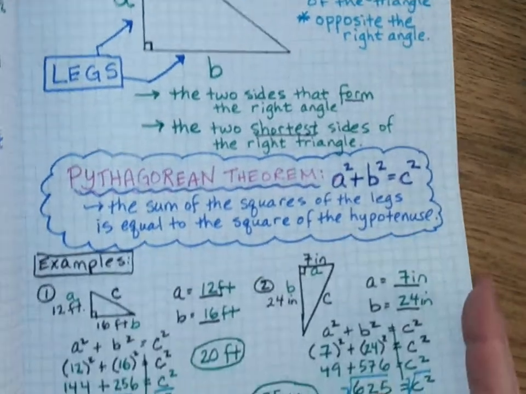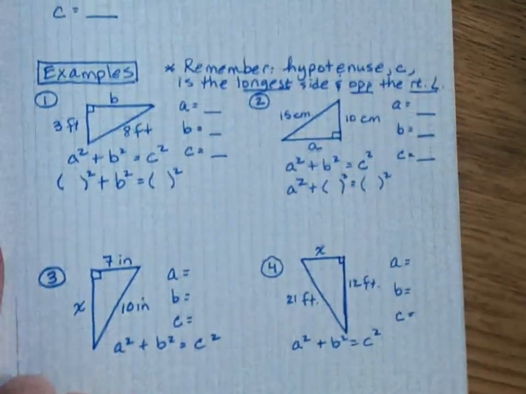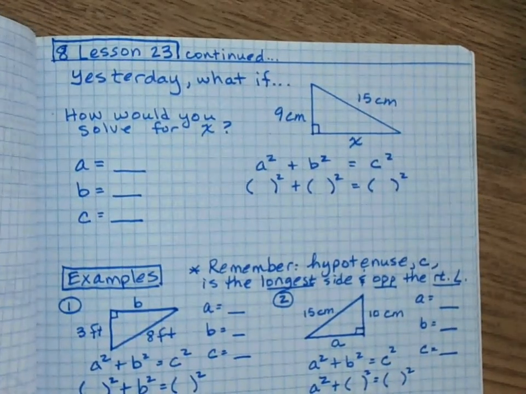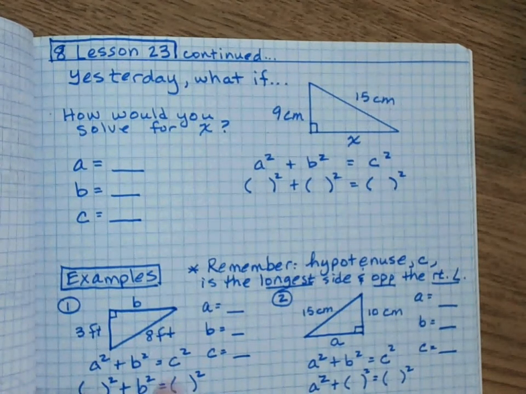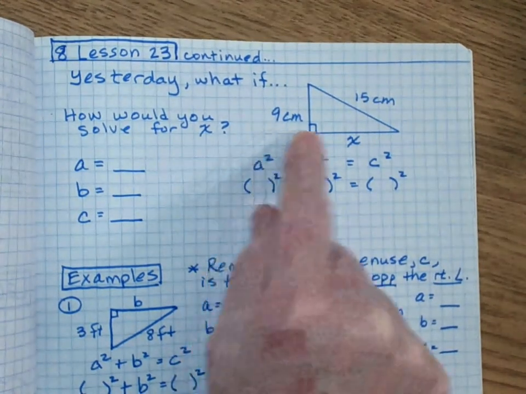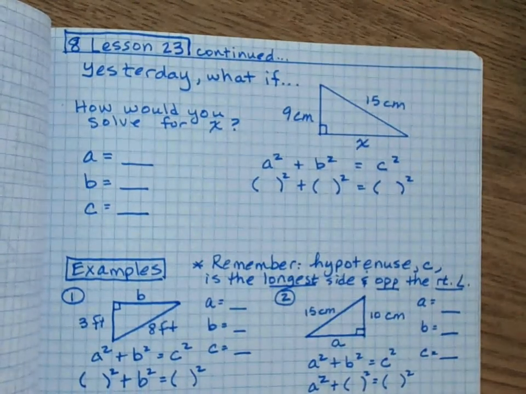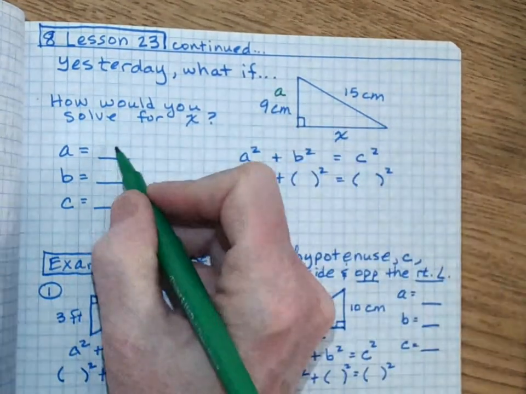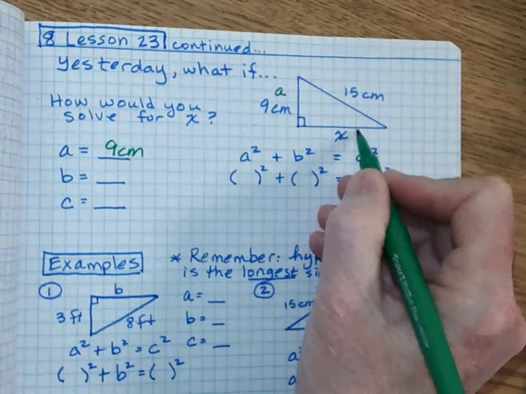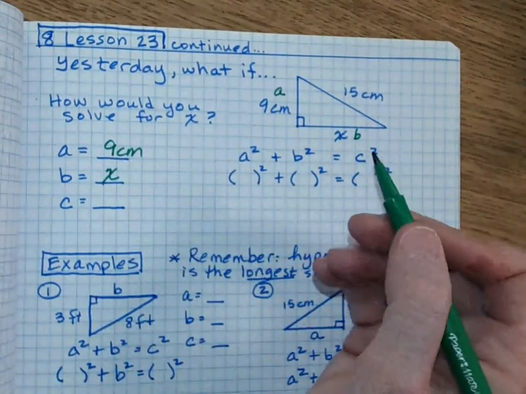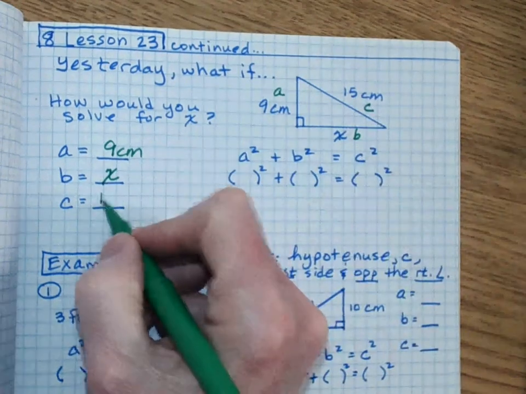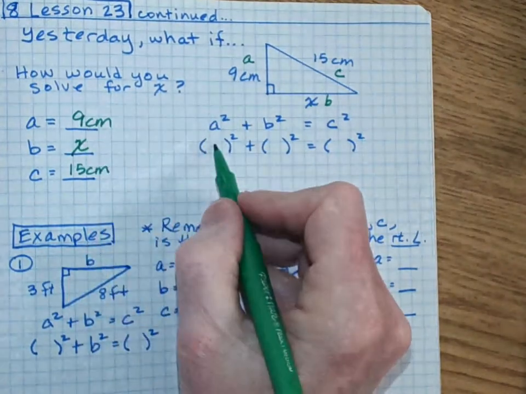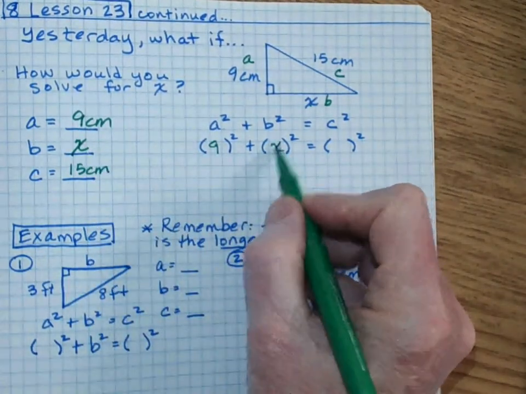So yesterday we solved for the hypotenuse. Today we're going to solve for the legs. Remember yesterday I asked you to think about this problem. How would you solve for x? Notice that we have one leg and the hypotenuse. So in this case, I will say A is 9, B is x, and C is 15. And so I will do A squared plus B squared equals C squared.